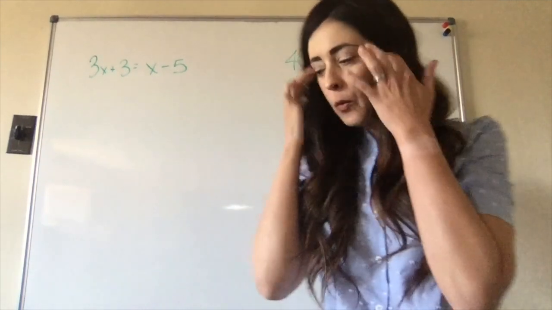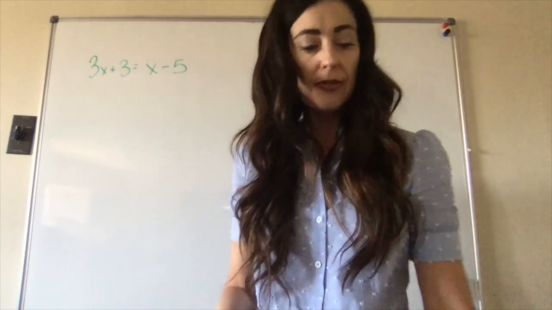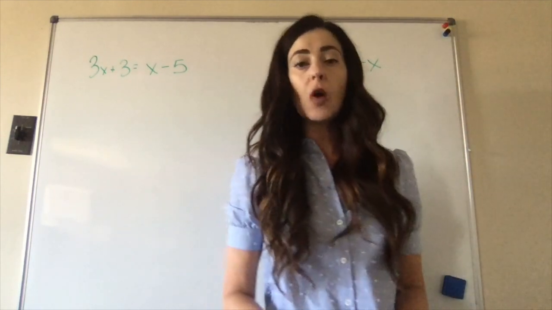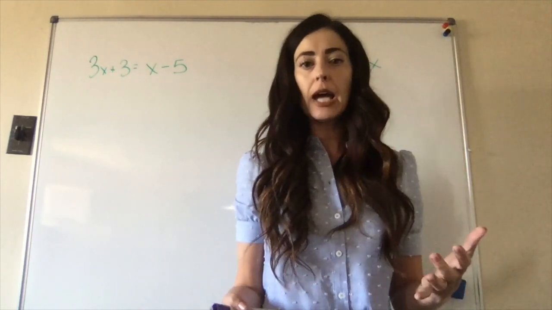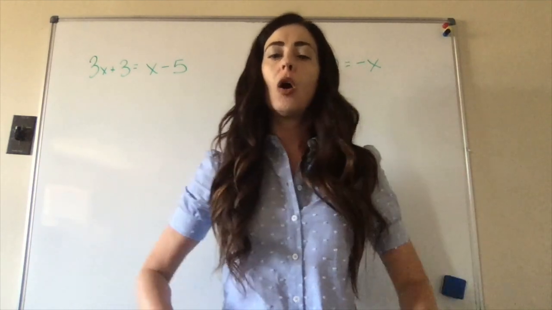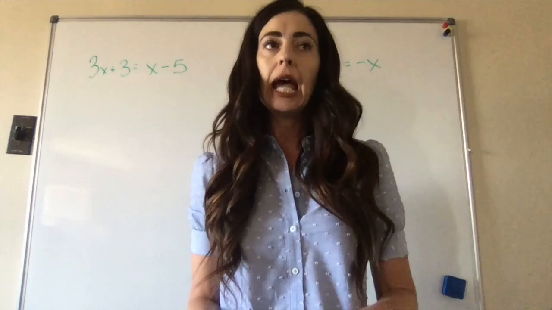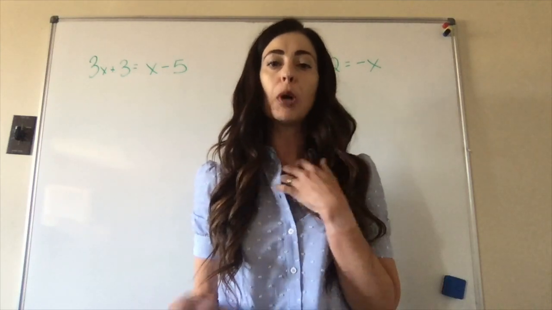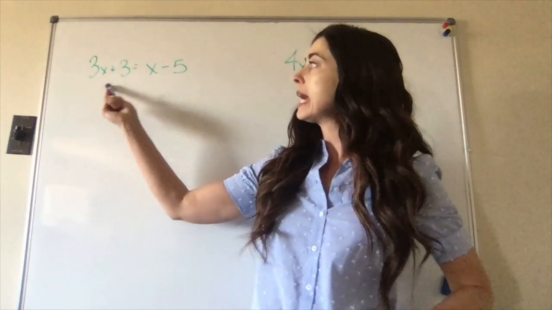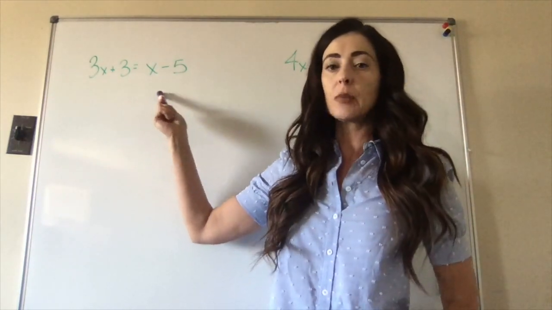All right, so now we're moving on to lesson 95, which is variables on each side. Thus far, we've probably only encountered having x's or y's or variables, whatever the letter might be, only on one side of the equation. And now we're moving on to having it on both sides of the equal sign.